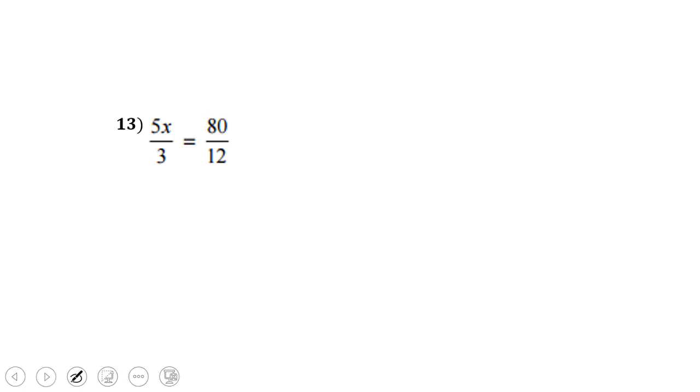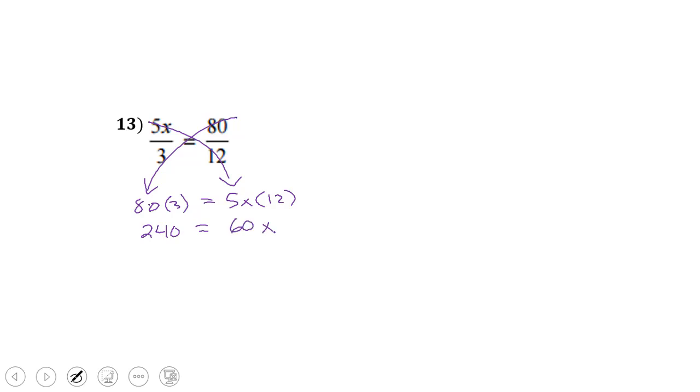solve these proportions. So, ladies and gentlemen, we have 5x is to 3 as 80 is to 12. We want to find the value of x. So we are going to use our go-to cross products, and I'm going to take 80 times 3, and I'm going to do 5x times 12. And I know these are equal. Well, 80 times 3 is 240, and now 5x times 12 is 60x.